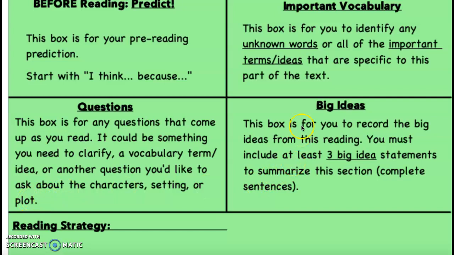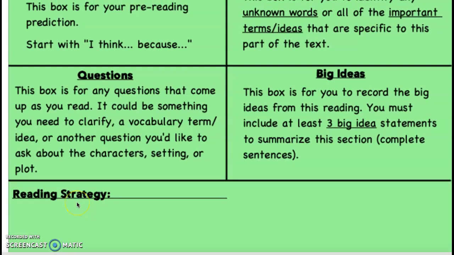The fourth square is big ideas. This box is for you to record the big ideas from this reading. You must include at least 3 big idea statements to summarize this section. Please make sure to write these in complete sentences. Think of those big ideas as the most important details in the chapter. These big ideas, in the end, will in turn help you write a complete summary when you're completed with the big ideas box.